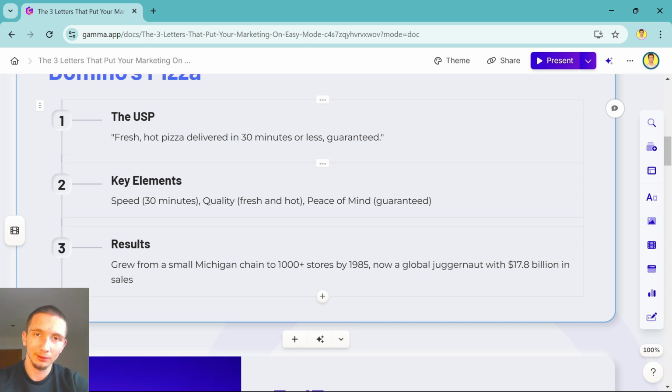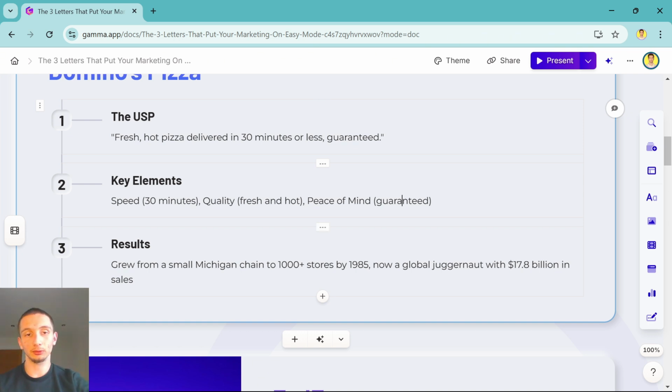They don't care. Nobody really cares. They just want hot pizza delivered to their door in 30 minutes. They want it quick. They're hungry. They got the munchies. They want it quick. And that's why this USP works so well. It spoke directly to their target audience.